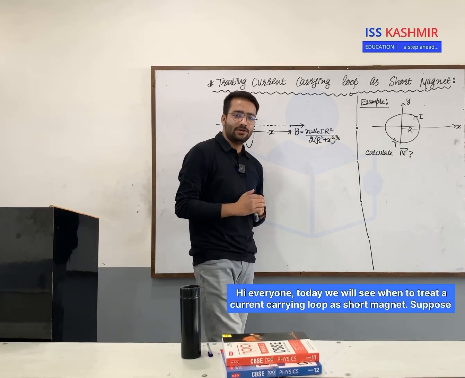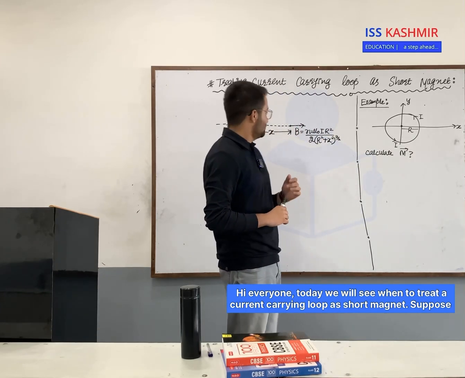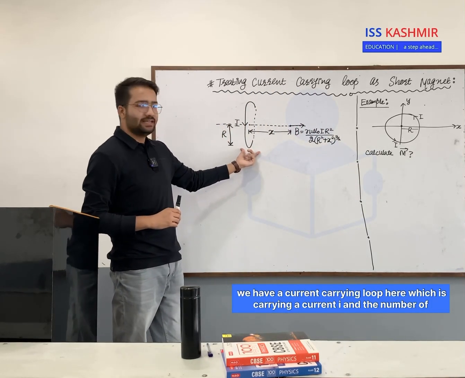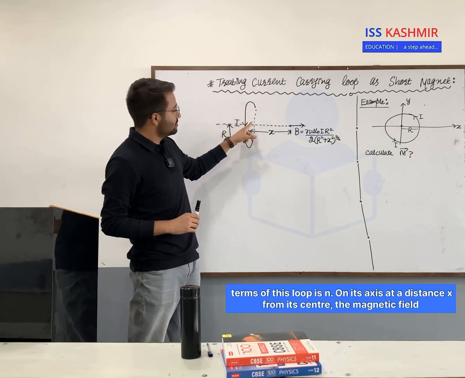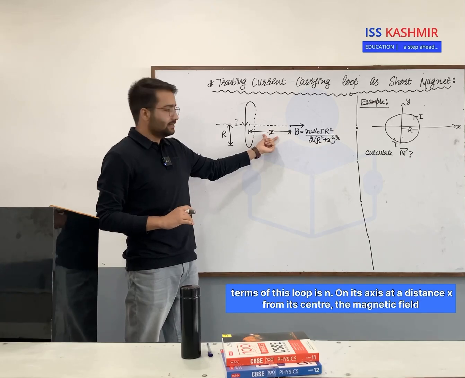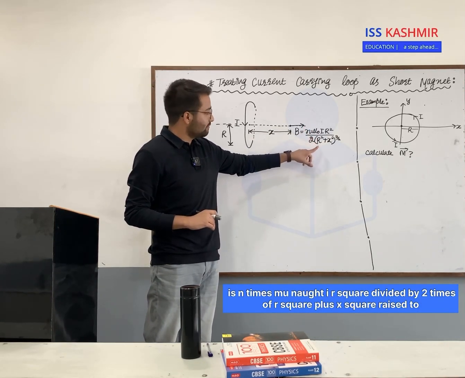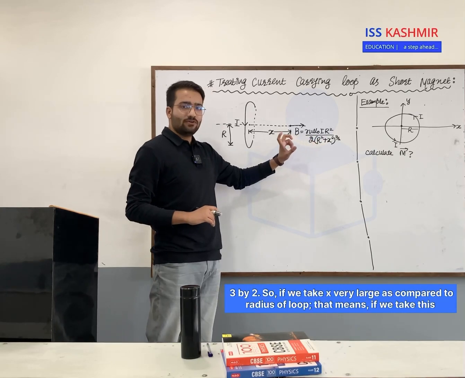Hi everyone, today we'll see when to treat a current carrying loop as a short magnet. Suppose we have a current carrying loop here which is carrying a current I, and the number of turns of this loop is N. On its axis, at a distance x from its center, the magnetic field is N times mu naught I r square divided by 2 times (r square plus x square) raised to the power 3 by 2.